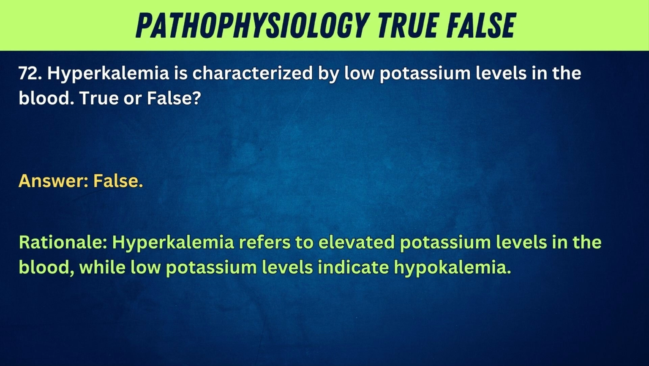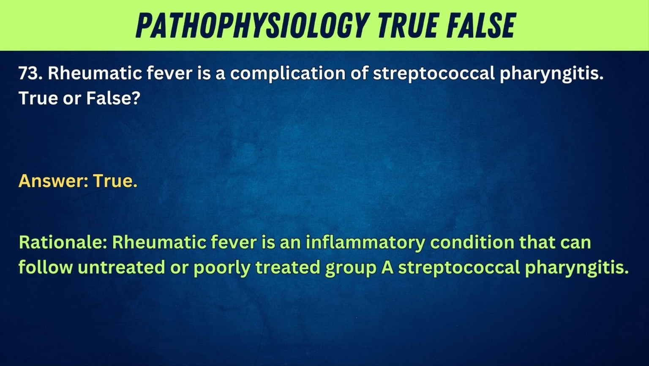True or false? Answer: false. Rationale: hyperkalemia refers to elevated potassium levels in the blood, while low potassium levels indicate hypokalemia. 73. Rheumatic fever is a complication of streptococcal pharyngitis.